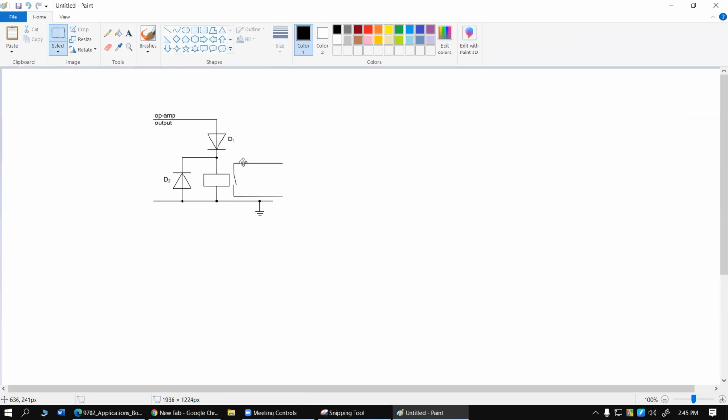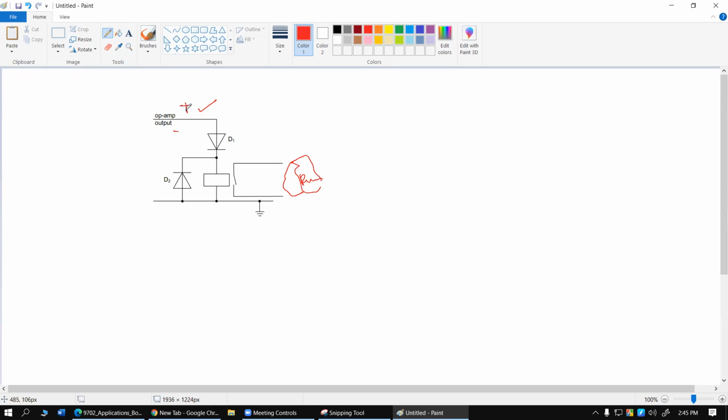Okay. So the way this is going to work is, let's say this circuit is designed such that this solenoid should be energized when the op-amp output is positive. So for positive output, our switch will be closed, and whatever device is placed over here will run. For negative output, D1 will not allow the current flow, so this will be open, and the device over here will not run.